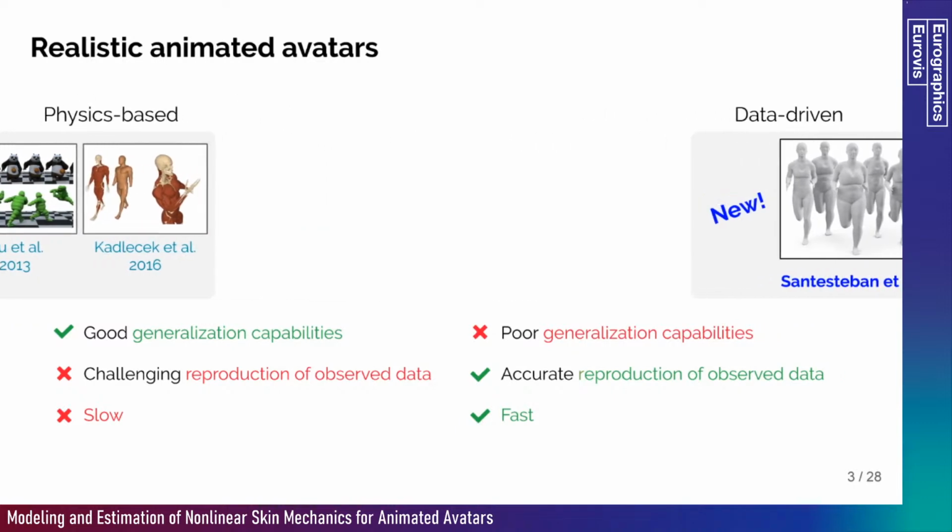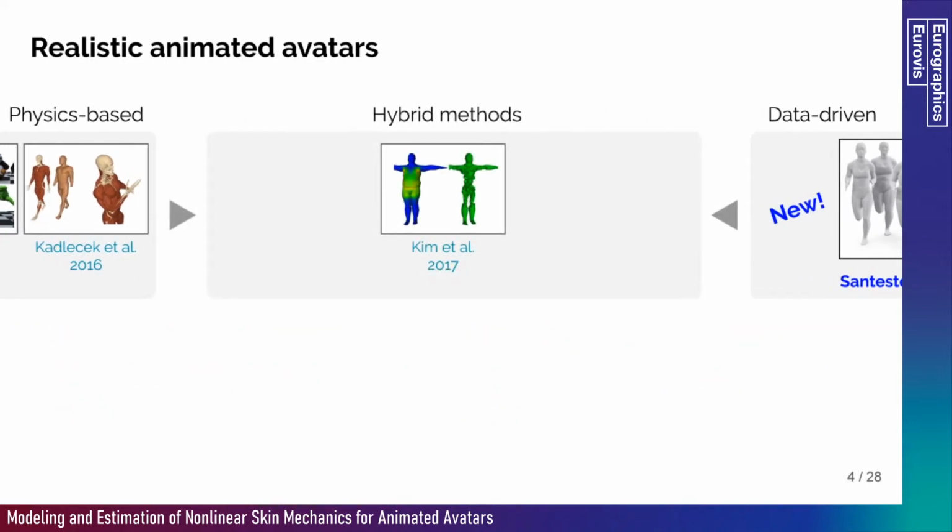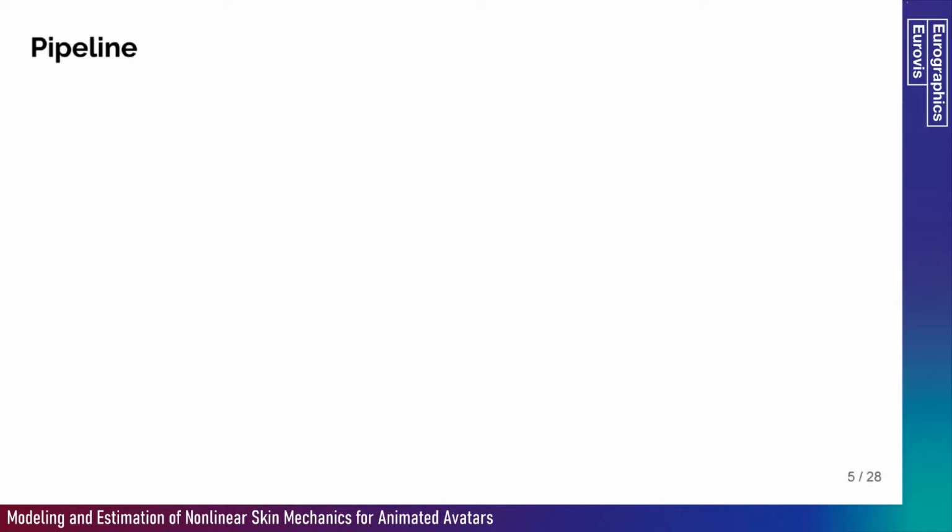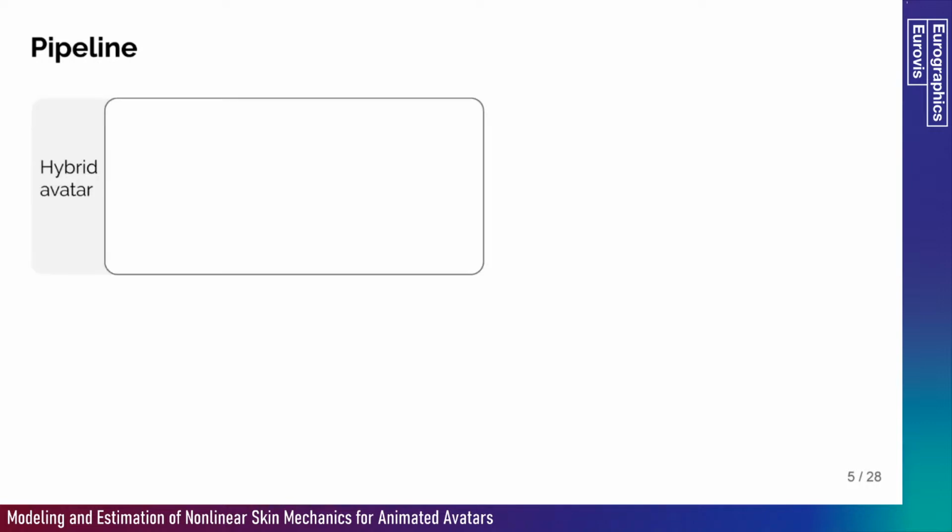The avatar model we present in this work belongs to a third group of hybrid methods. These approaches combine features of the two previous groups, trying to preserve the good properties of both. In the work presented in 2017 by Kim and colleagues, the potential of this hybrid proposal was evidenced. As in the work by Kim et al., we first construct a hybrid avatar, combining a data-driven avatar model and an FEM soft tissue simulation.